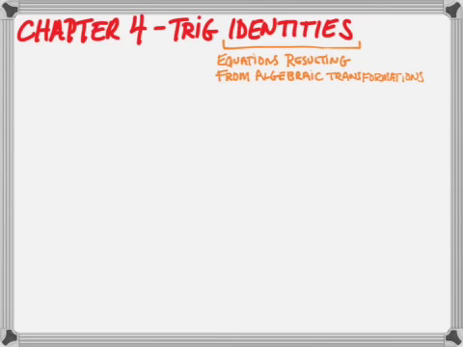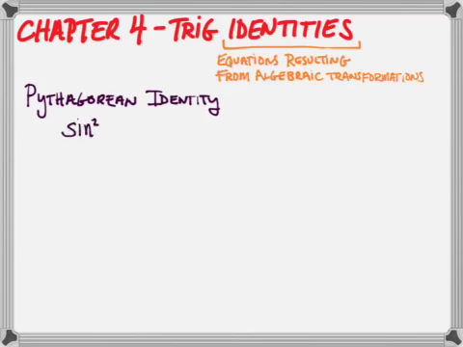The one that we start with is called the Pythagorean identity. All right, so if we imagine a unit circle, this is our Pythagorean identity. You guys have seen this in a couple of problems in the book, but it says sine squared x plus cosine squared x equals 1. And this one has a good geometric interpretation.